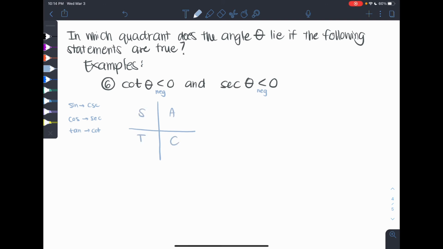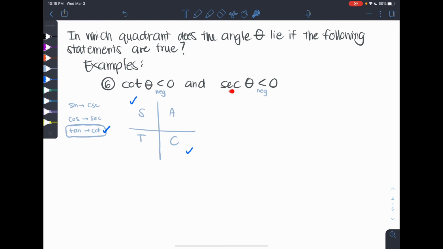Let's first identify where cotangent is negative. So cotangent is negative wherever tangent is negative. Knowing tangent is positive in quadrants 1 and 3, then it must be negative in quadrants 2 and 4. If tangent's negative in 2 and 4, so is cotangent. All right, so we identified where cotangent is negative.